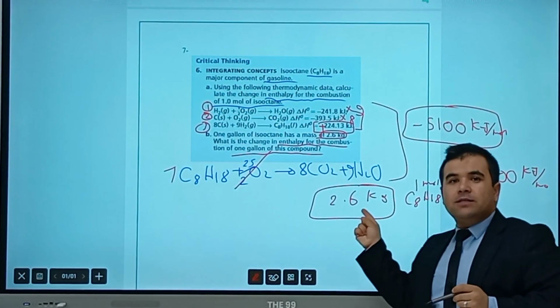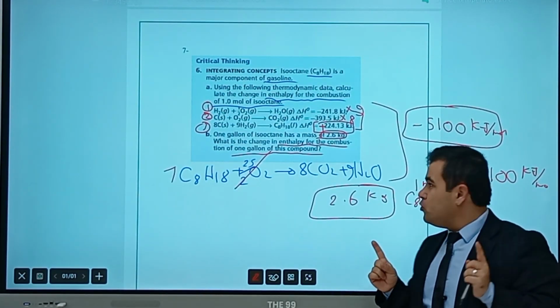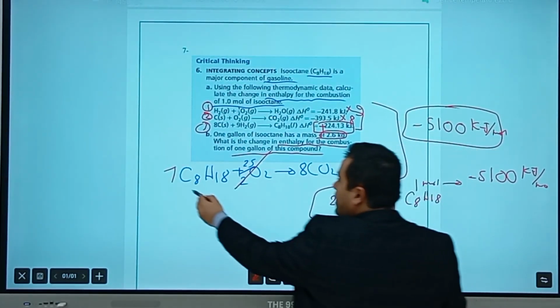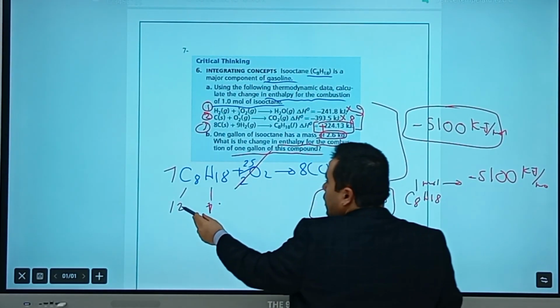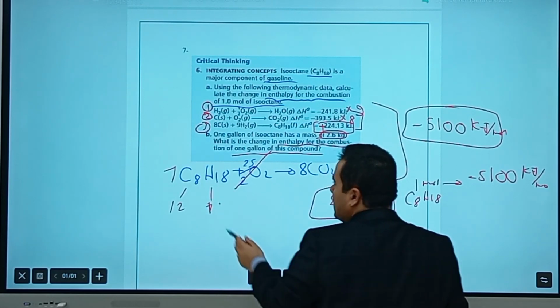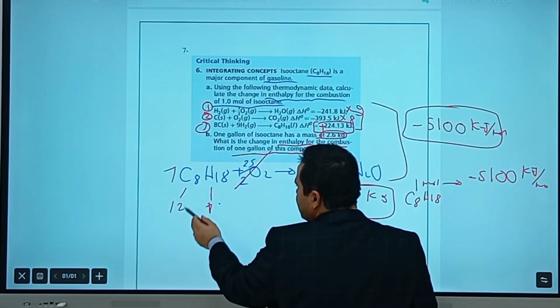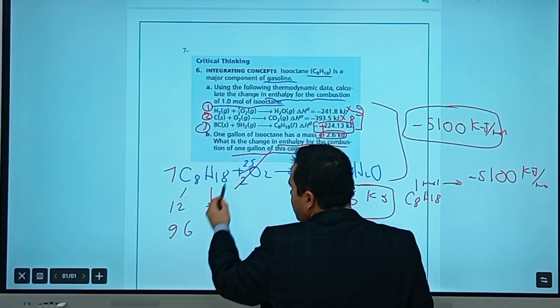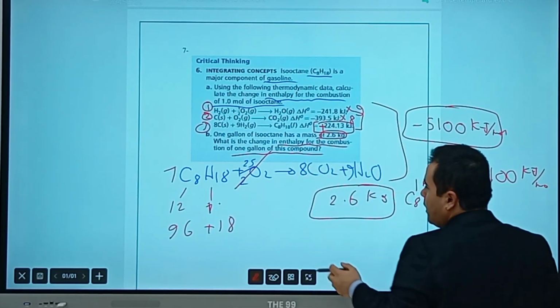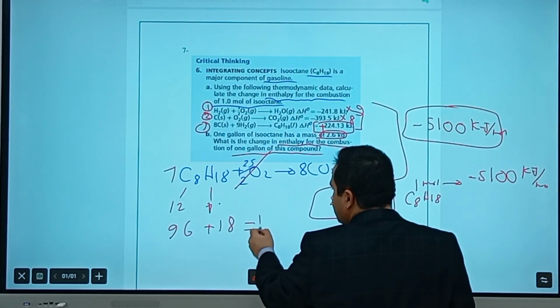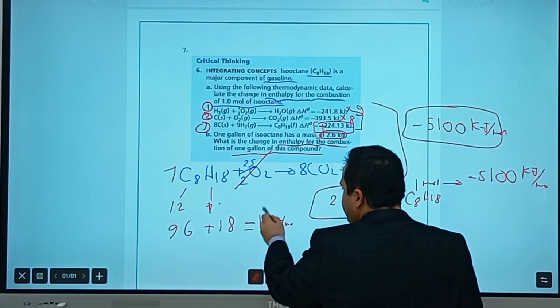1 mole of isooctane C8H18. How to convert this into mole? By molar mass. So the molar mass of carbon is 12, hydrogen is 1. 12 multiply 8, 96, plus 18, it will be 114 grams per mole.